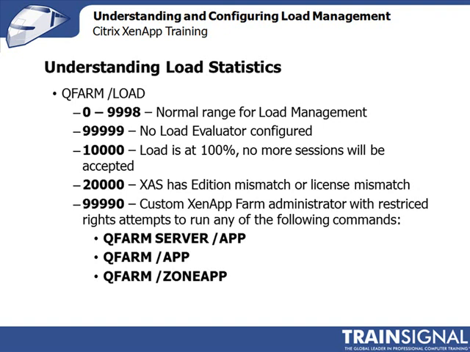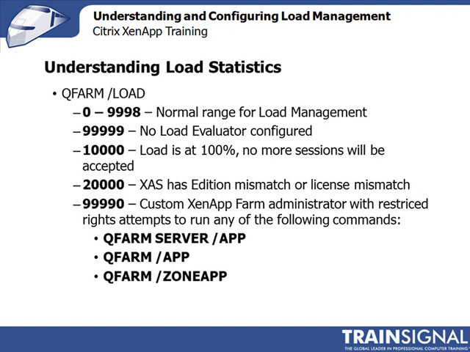If you have the nines straight across here, 5 nines or 4 nines and a 0, it just means that there's a farm administrator that you've custom created. You've given that particular farm administrator custom rights, but that particular administrator doesn't have enough rights to run qfarm server /app and qfarm /app and qfarm /XenApp. So the particular user doesn't have enough rights to run these commands from a command line, so it'll report that numerical value to let you know that someone is trying to run this that doesn't have enough rights to run it. So again, it gives you a lot of good insight as to what's going on from a server standpoint.